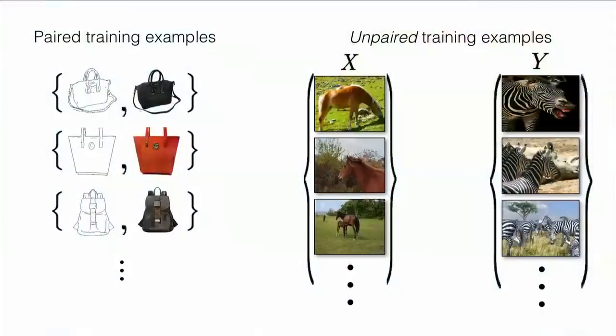So now, if you have paired data, then we know how to do this. What if you have unpaired data? What if you have a whole bunch of horses, you have a whole bunch of zebras, you want to translate horses into zebras? Kind of crazy, but why not, right?